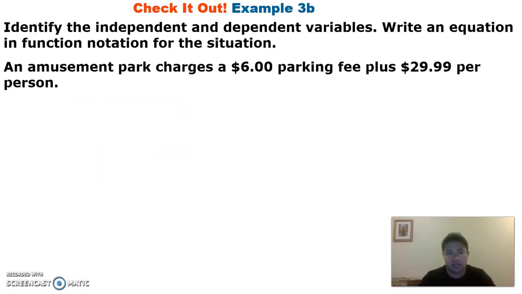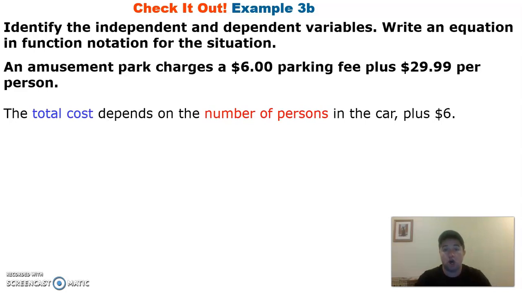Okay, we're going to try it again. Identify the independent and dependent variables. Write an equation in function notation for the situation. An amusement park charges a $6 parking fee plus $29.99 per person. So what do you think is the independent variable? What do you think is the dependent variable? And how would you write this in function notation?